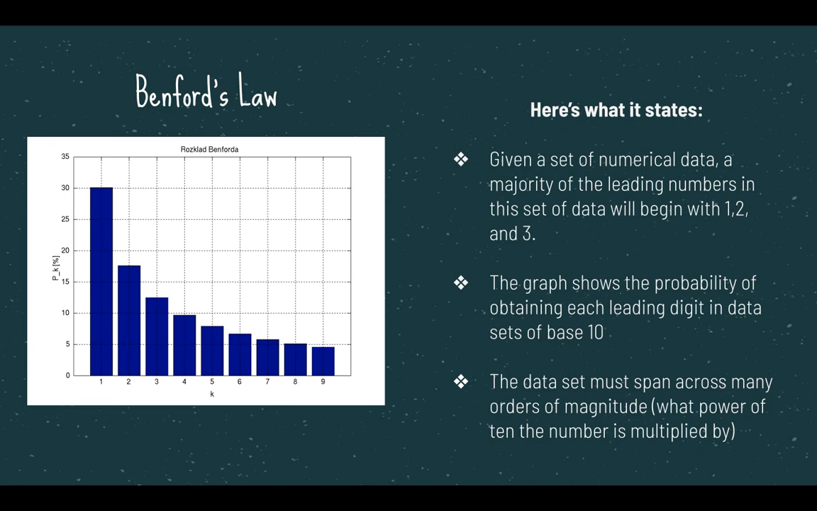This graph shows the probability of obtaining each leading digit in data sets of base 10. And the catch I was referring to is that the data set has to span across many orders of magnitude, which means a number like 10 would have an order of magnitude of 1, 100 is 2, and 1,000 is 3. So the larger the numbers are, the more the data is going to follow this phenomenon called Benford's law.